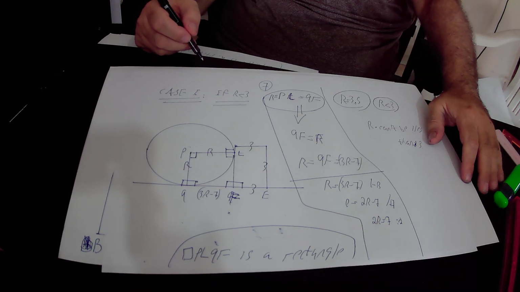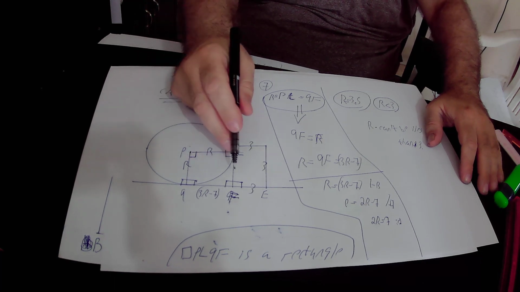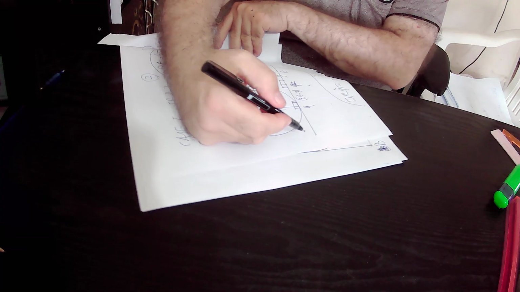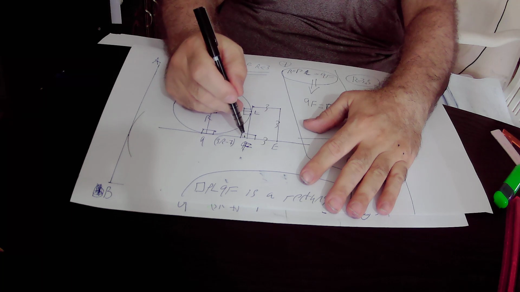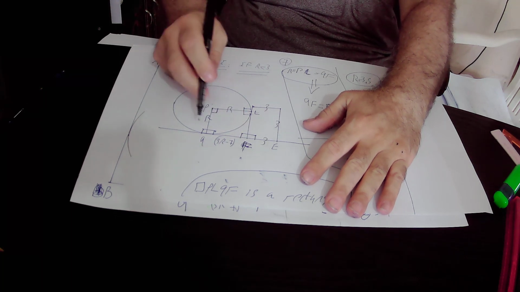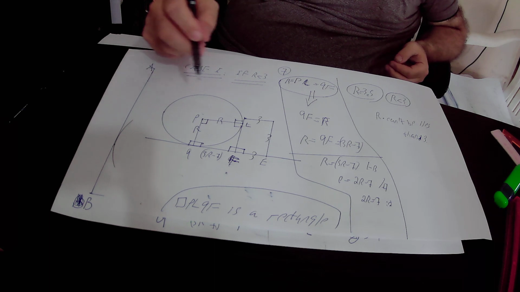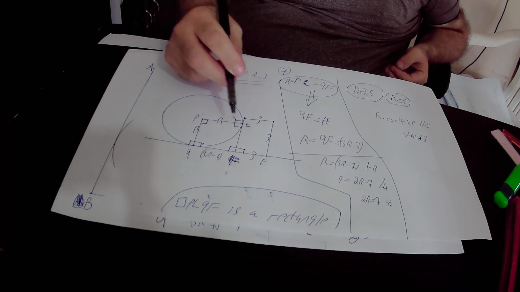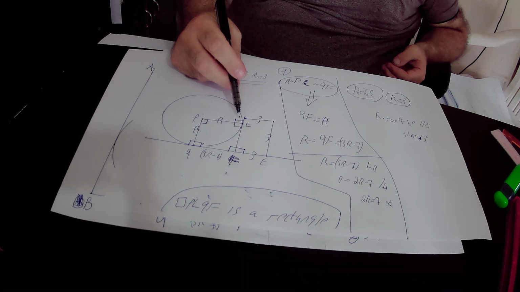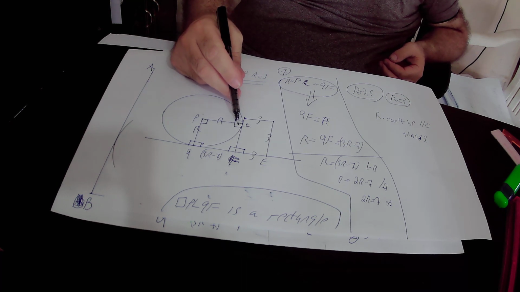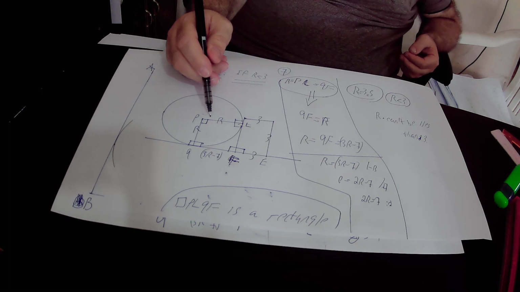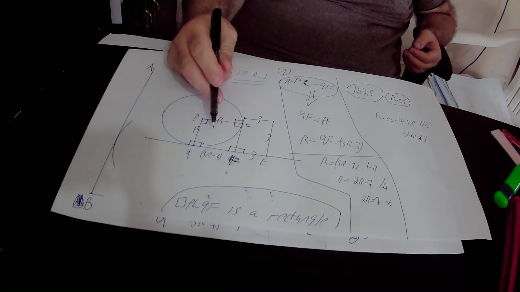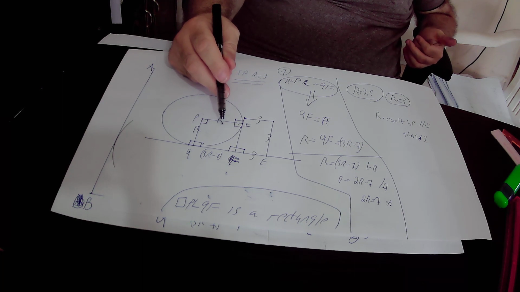So inside quadrilateral PLQF, we have 1, 2, 3 right angles. Why? Because if this angle equals 90 degrees according to rule number 1. So inside this quadrilateral we have 3 right angles, therefore the fourth angle must also equal 90 degrees. So quadrilateral PLQF has 4 right angles, therefore it is a rectangle.